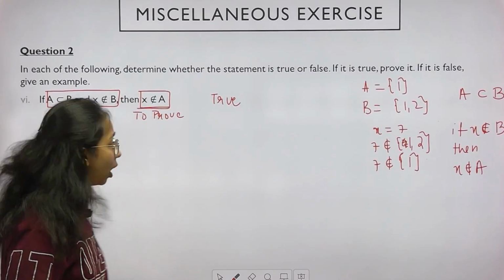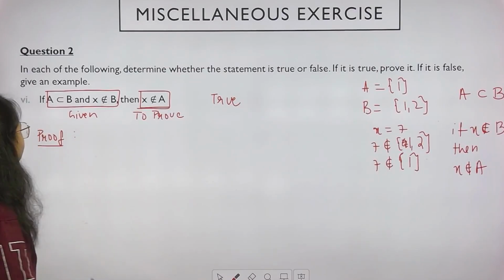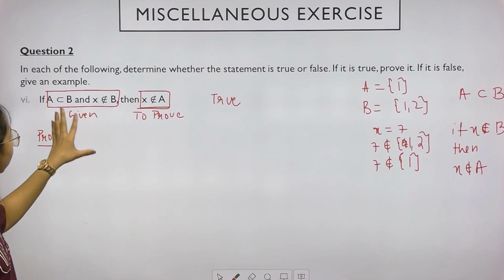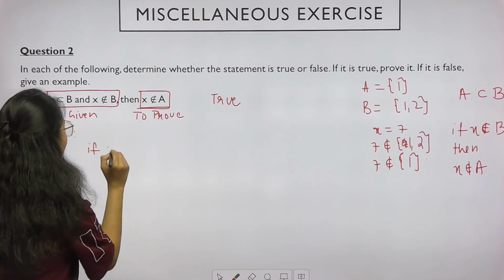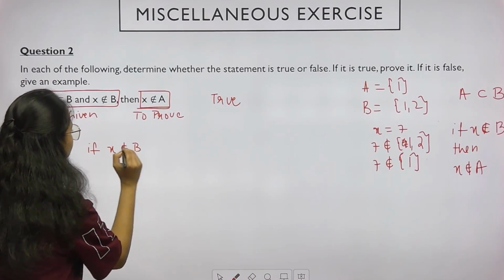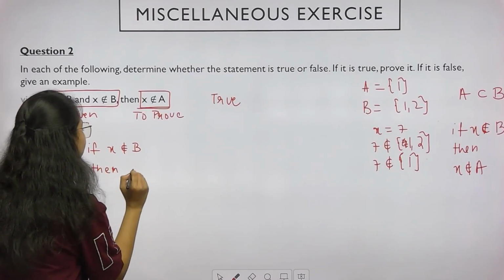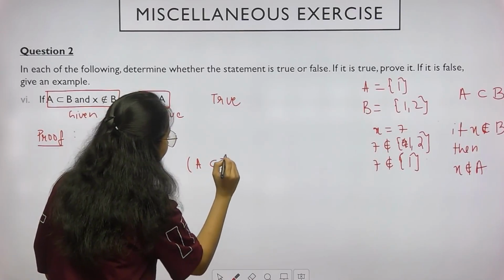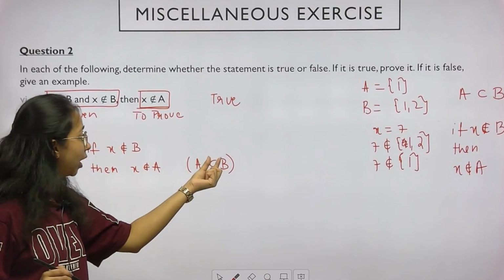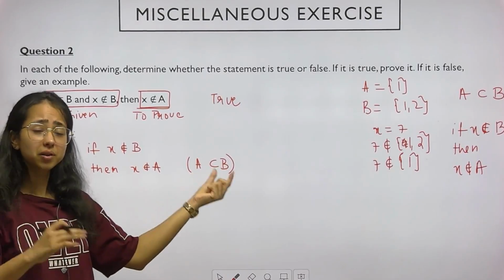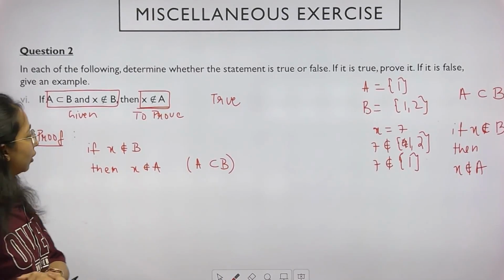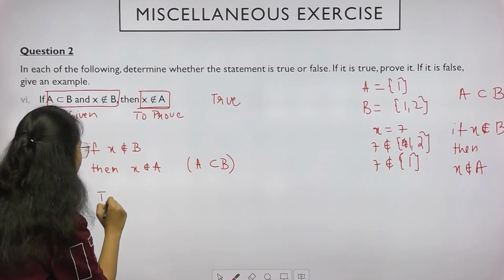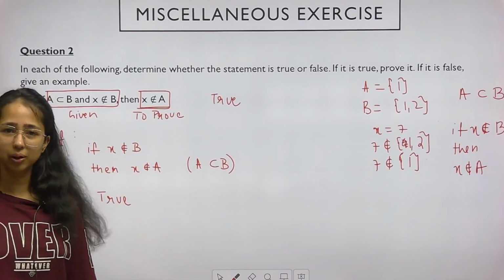Now it is given that A is a subset of B and X does not belong to B. Correct? So now clearly we can say that if X does not belong to B, then X will also not belong to A. Why? Because A is a subset of B. So if an element is not a part of set B, then it won't be a part of set A as well. Clear? So this is the proof that you need to give. Hence, this statement is absolutely true. Clear? Very nice.